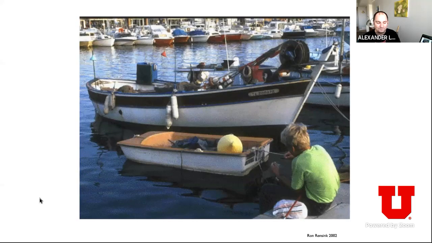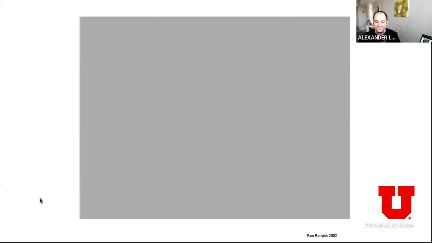So here's another example. This is even stronger. Again, raise your hand if you see the difference between the two images.